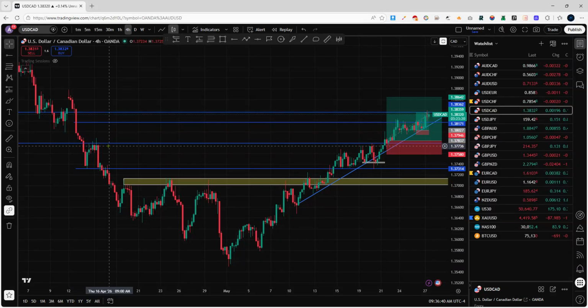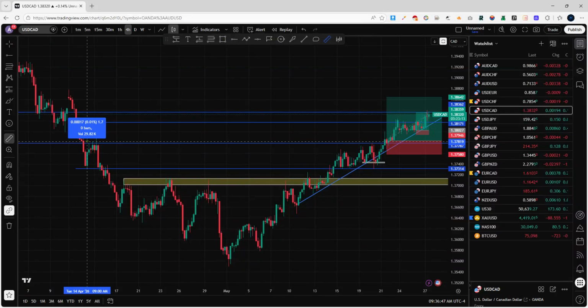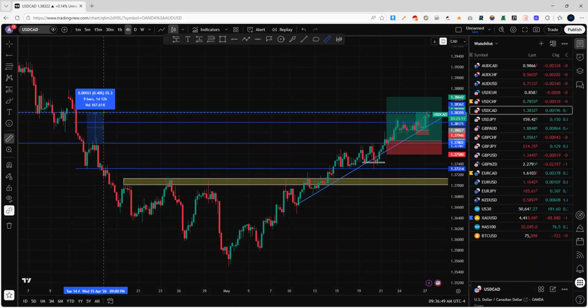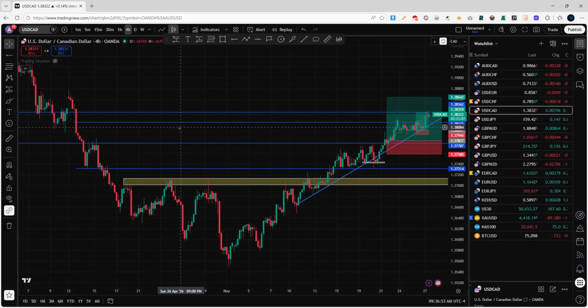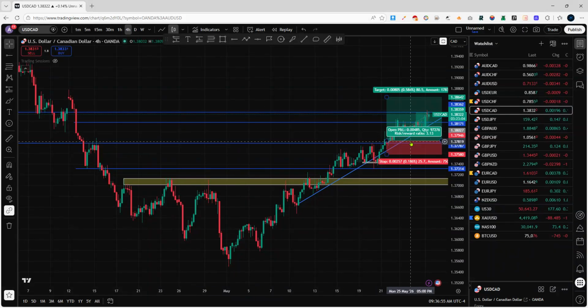You see here how if we break this resistance right here, then we got nothing but free range, pretty much from around this area to about right here. It's about 55 pips on the 4 hour time frame. So what I did is I actually drew this up here from here to here. Now I never actually took this particular bigger trade because I got focused on other trades.